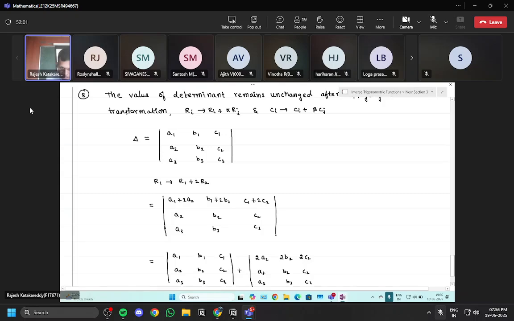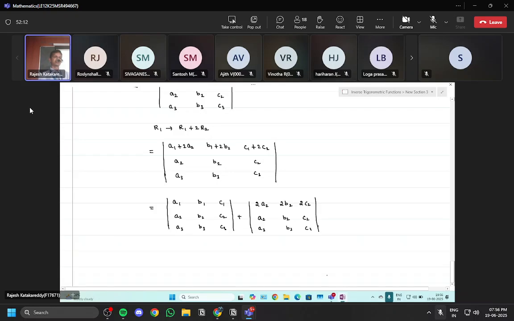So please observe the second determinant carefully. In second determinant, row 1 and row 2 are proportional. If two rows of a determinant are proportional, in that case the value of determinant must be 0. I can show that, just take 2 common. After taking 2 common, row 1 and row 2 are identical. Expand using row 3, you will get 0 there. Clear? So now this becomes determinant of A1, B1, C1, A2, B2, C2, and we have A3, B3, C3 plus the determinant of this one, which is 0.